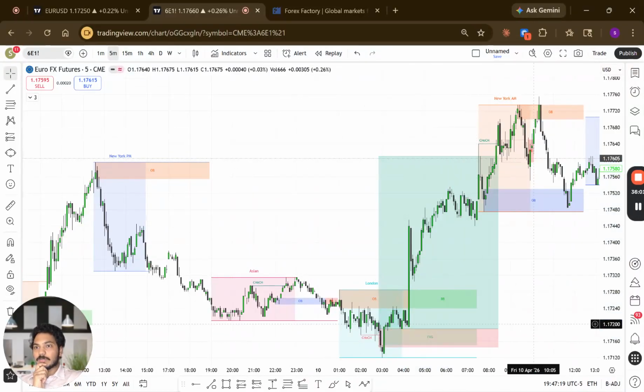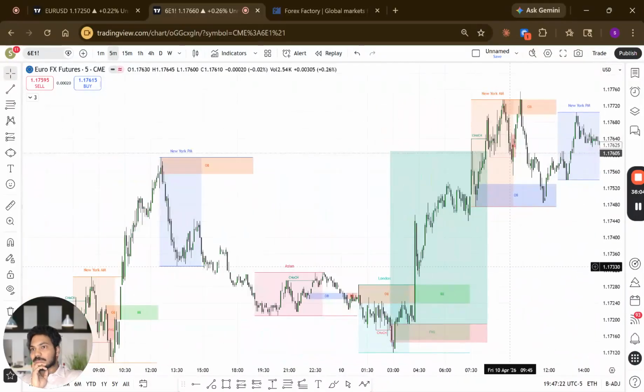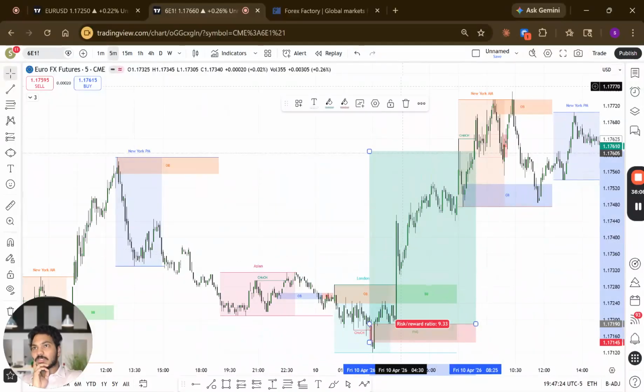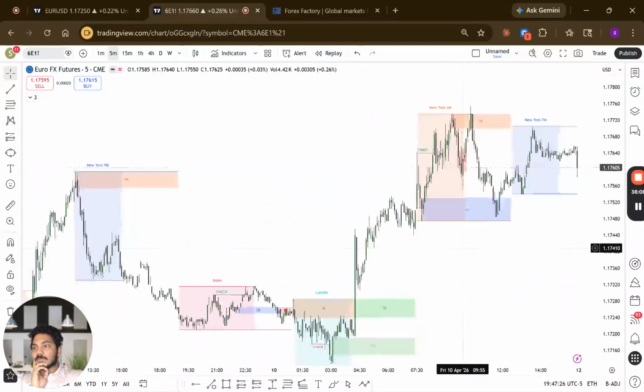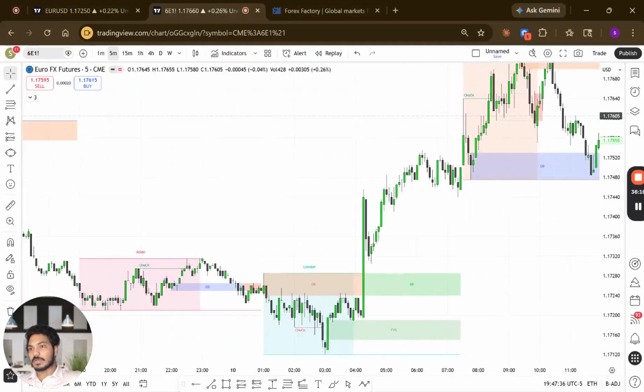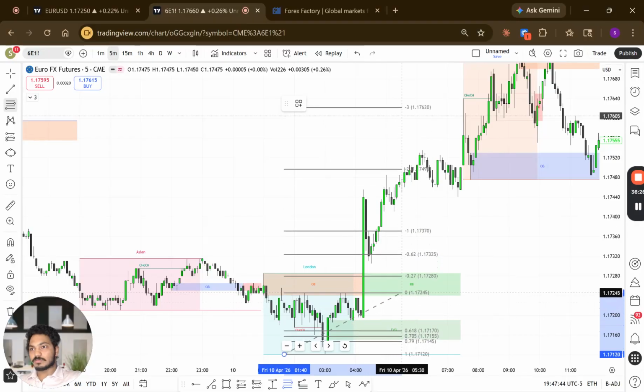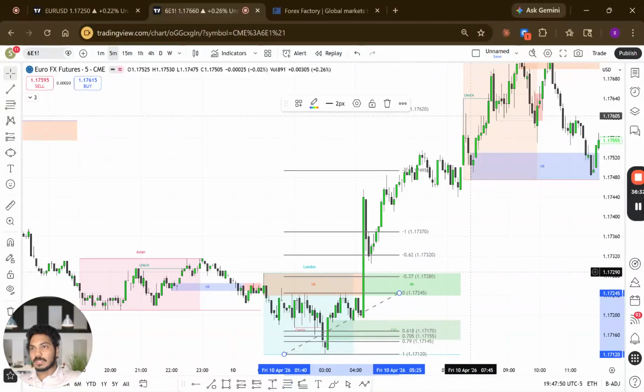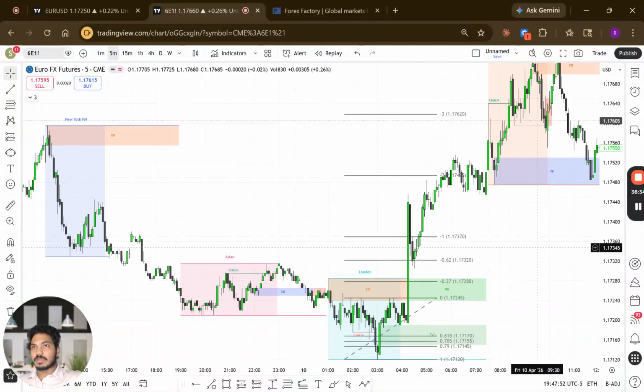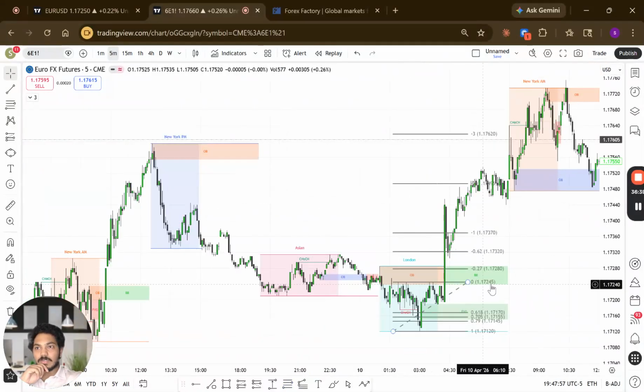So that would be the trade here. I'm ending that now. Also, we can plot an OTE, optimal trade entry, here using our classic ICT OTE from the swing low to the first displacement leg, and we can get the targets.